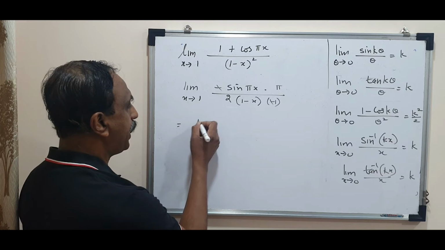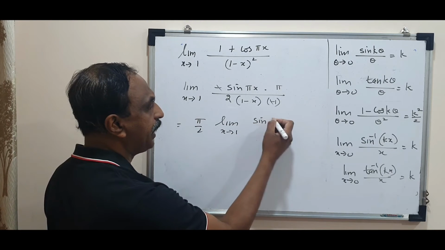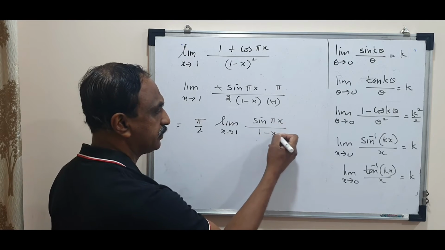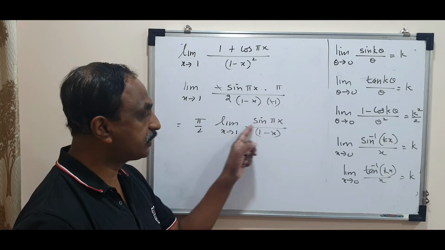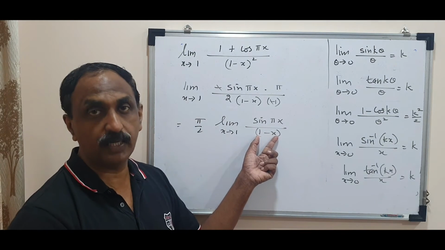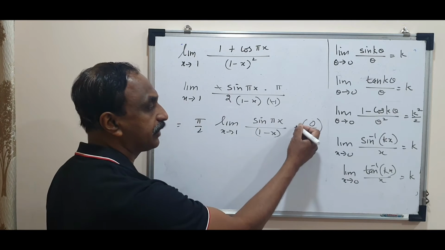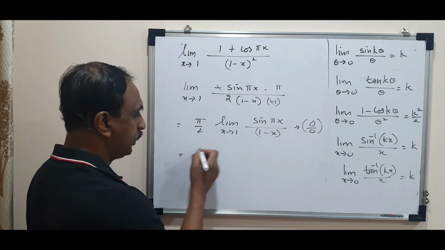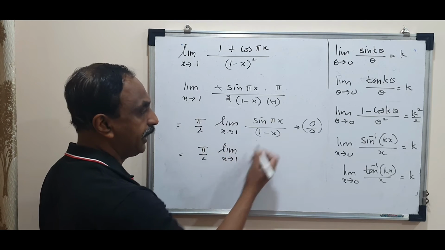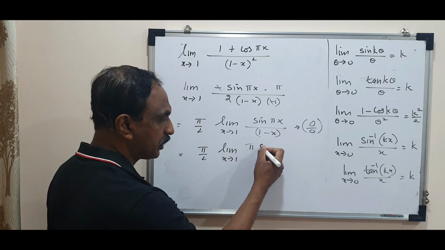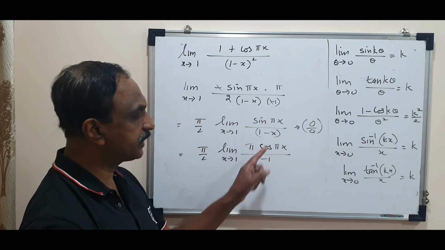Now this became pi by 2 into limit x tending to 1 sine pi x upon 1 minus x. Now again, the derivative is very simple here because in the next derivative, 1 minus x is going to become minus 1, a constant is going to come. No more is it going to be 0 by 0 after the next derivative. Now at present it is 0 by 0. So pi by 2 into, when you differentiate next time, it becomes pi into cos pi x upon minus 1. The derivative of 1 minus x is minus 1.